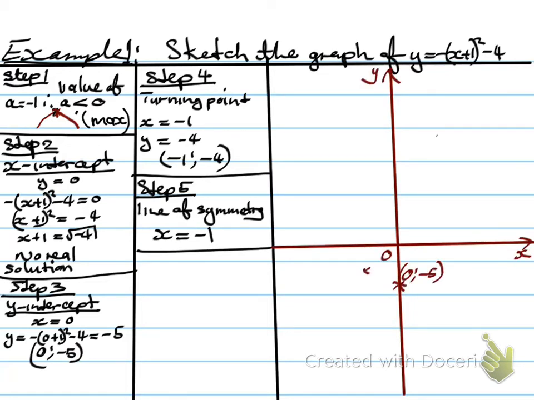And then we plot. Plotting is not drawing something to scale, but giving a rough idea of how the graph looks. Dictated by the value of a, we know that our turning point will be a maximum point. So we sketch it like that. Okay, let's do another example.